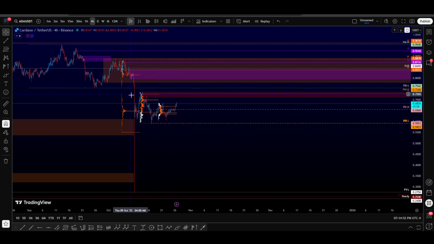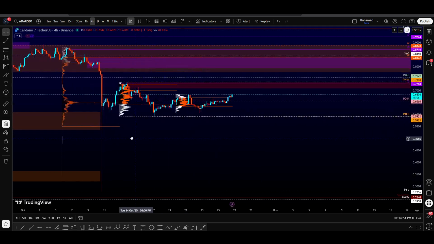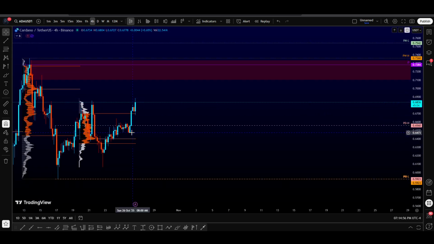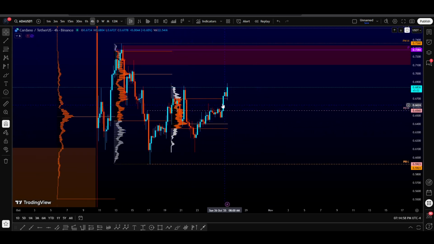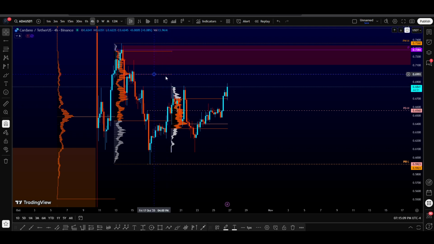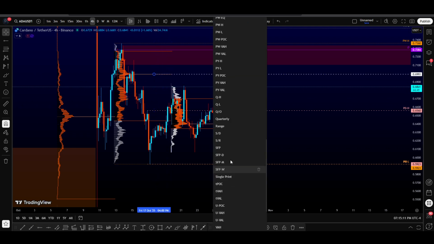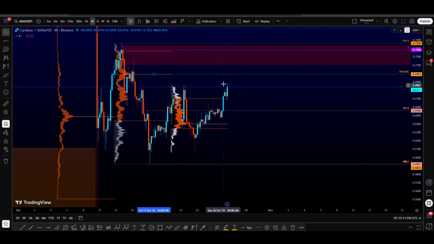And last week, it was a very compressed week, right? As you can see. So this is last week's price action. We are now pretty much trading right above it, aiming for the previous week point of control, right? Which is just acting as a magnet at this very moment. All right, previous week, point of control.